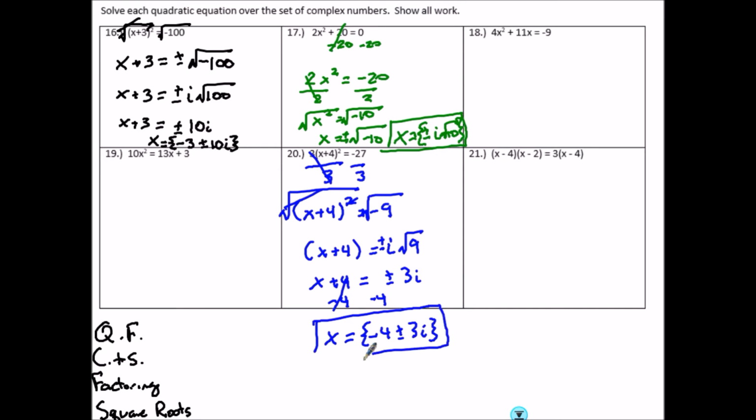Those are the two final solutions: negative 4 plus 3i, negative 4 minus 3i. We cannot combine these to say negative 1i and negative 7i because we cannot combine the real and the imaginary parts together. So now I'm going to clear the board to have more space for numbers 18, 19, and 21.